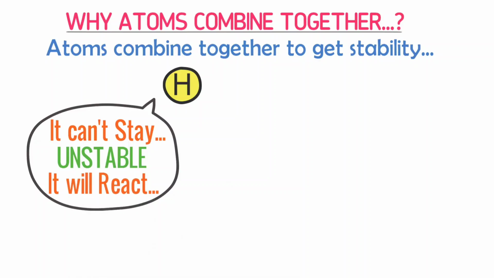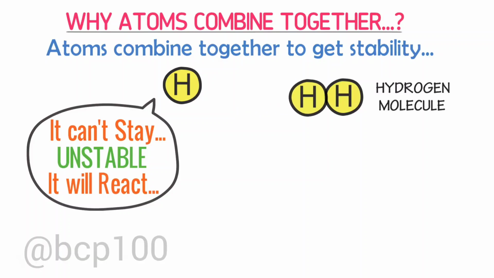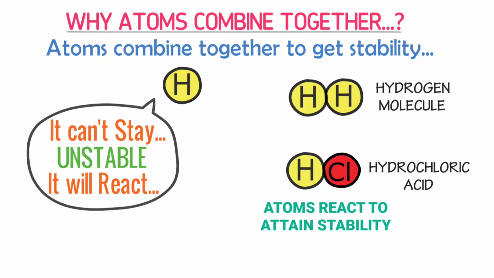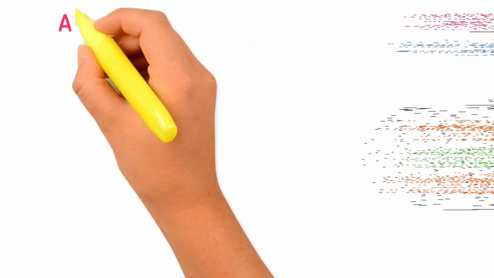Now, to get stability, it will react with a nearby atom in order to stabilize itself. For example, it may react with another hydrogen atom to form a hydrogen molecule, or it may react with a nearby chlorine atom in order to form HCl, or hydrochloric acid. So remember that atoms react with one another in order to attain stability.